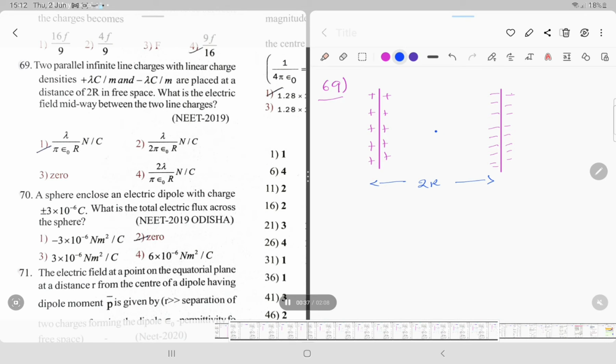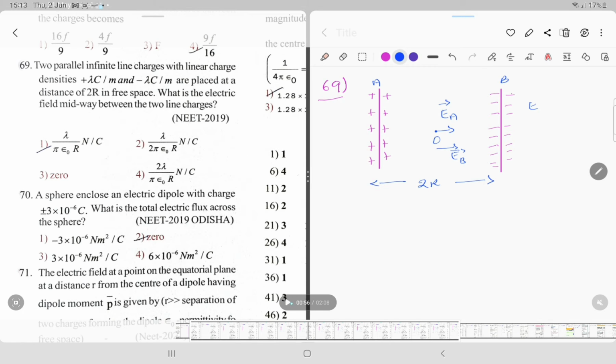Let us consider the center point, represented by O. At O we have to find out the total electrical field. So we name the lines A and B. Due to the charge on A, the electrical field at O, vector EA, is towards the right side. And the electrical field due to the charge on B, vector EB, is towards the charge. If you observe, the electrical field due to a positive charge is away, and due to a negative charge is towards the charge.